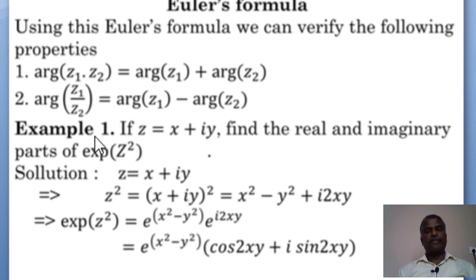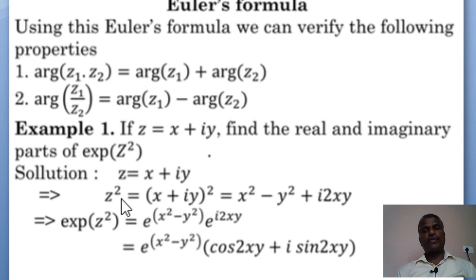So here the first example is: if z is equal to x plus iy, how to find the real and imaginary parts of the exponential of z square. To find the real and imaginary parts, we have to express the given problem in the form of x plus iy. So take z is equal to x plus iy. In all the problems, z represents x plus iy.